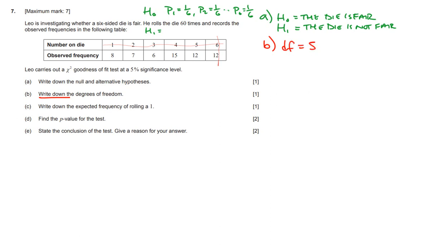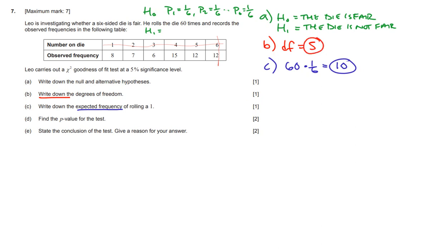Part C says write down the expected frequency of rolling a 1. So if you roll 60 times, we know that the probability of rolling a 1 is 1/6. We do 60 times 1/6 equals 10. So we would expect to get 10 ones if we rolled it 60 times, just like it says in this here. Okay, I forgot to circle my answer back up here, so I'm going to go back and do that.